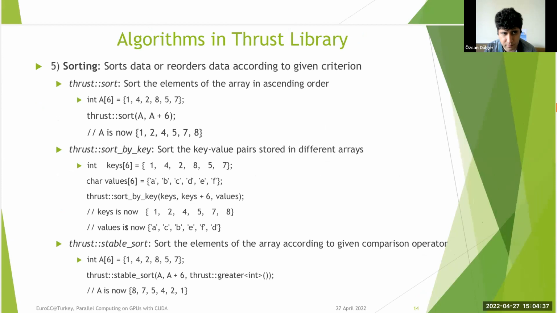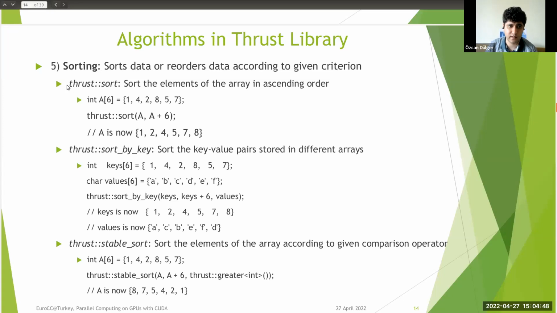And the last algorithms are sorting algorithms. They sort data or reorder data according to the given criterion. Here is the thrust sort function. It sorts the elements of the array in ascending order. Here is the given array, we call it. After executing the sort function, the output is in ascending order.